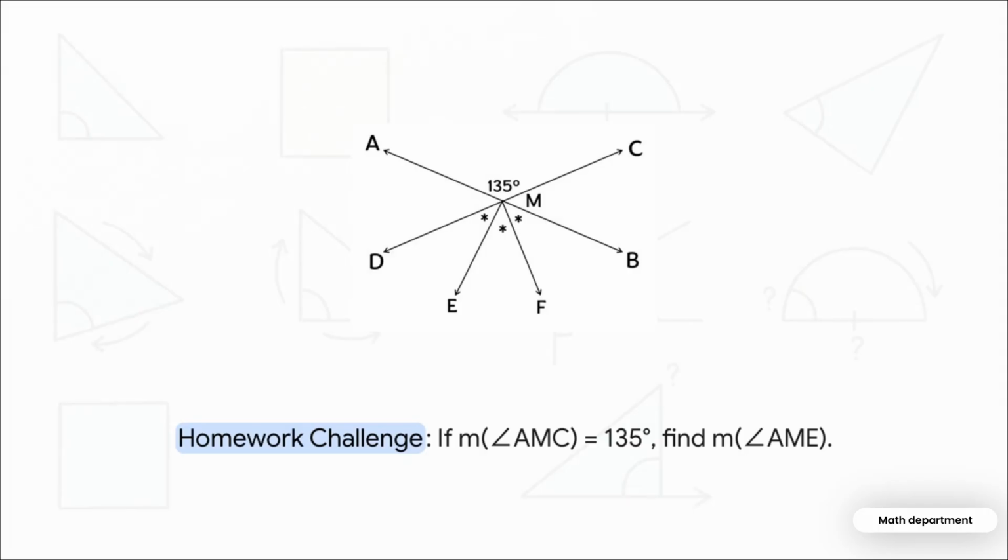Now we're bringing back that incredibly intimidating diagram from the very start of our lesson, but this time it is your final homework challenge. The problem states that the intersection of lines AB and CD forms point M. It gives us the measure of angle AMC as 135 degrees. If you look closely, you'll spot it. It's the wide angle right at the top. Your mission is to find the measure of angle AME. And hey, notice those 3 little star symbols? That implies those 3 smaller angles at the bottom are all perfectly equal to each other.